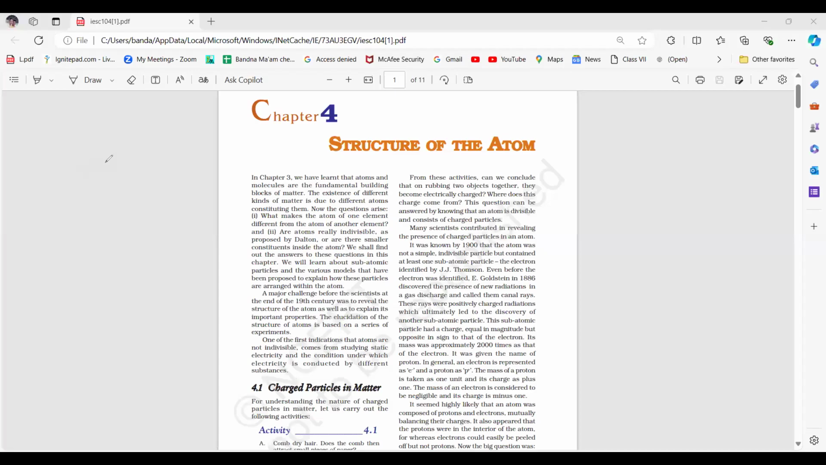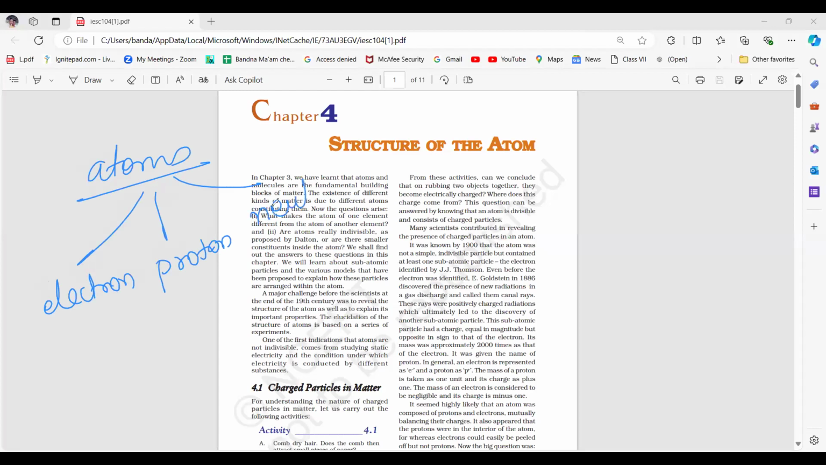So atoms have three charges. One is your electron, one is your proton, and another is your neutron. Right? Electron is negative charge, proton is positive charge, and neutron is your neutral charge. Neutral means no charge, zero charge.